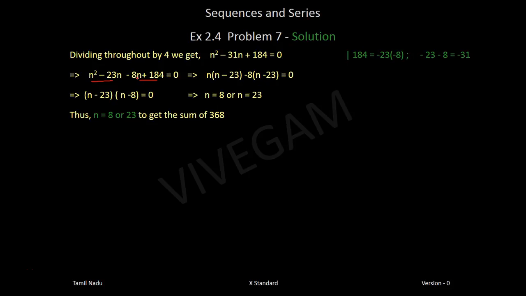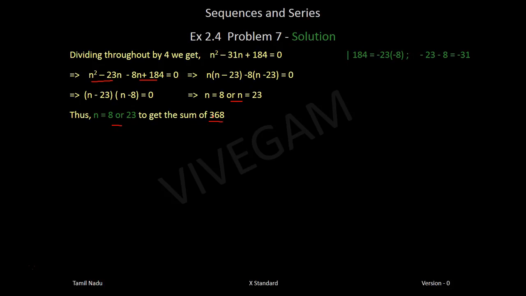So if you want to get n, you have to take minus 8 out. Minus 8 out means you will get n. So take minus 8 out from these two terms, it will become minus 8 into n, and this will become minus because this is plus. When you take 8 out of 184, it becomes 23. So it is n minus 23. And n minus 23, we can take it out, so it becomes n minus 8. So n minus 23 into n minus 8 equal to 0, or n equal to 8 or n equal to 23. So these are the two possible values of n for which the sum of the series is 368.